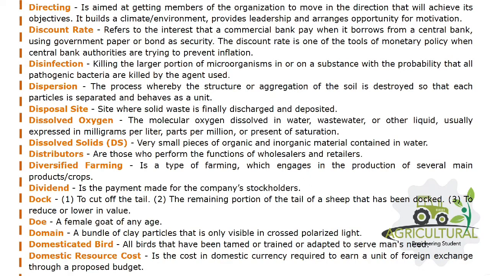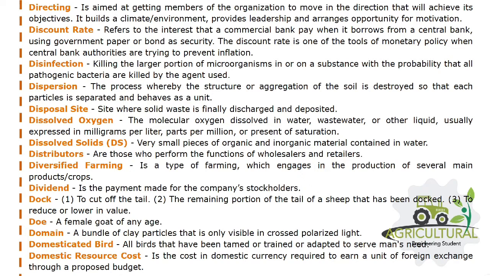Disinfection: killing the larger portion of microorganisms in or on a substance with the probability that all pathogenic bacteria are killed by the agent used. Dispersion: process whereby the structure or aggregation of the soil is destroyed so that each particle is separated and behaves as a unit. Disposal site: site where solid waste is finally discharged and deposited.